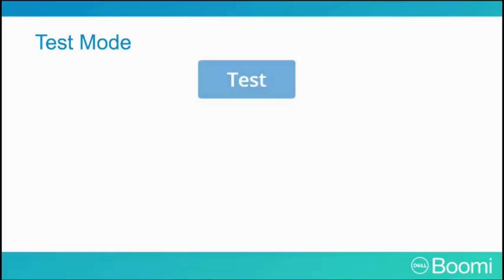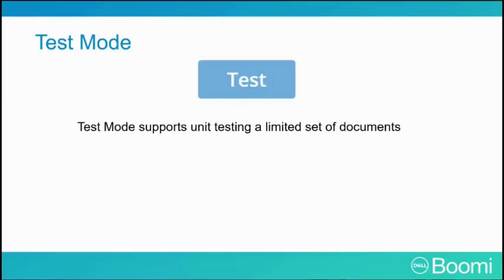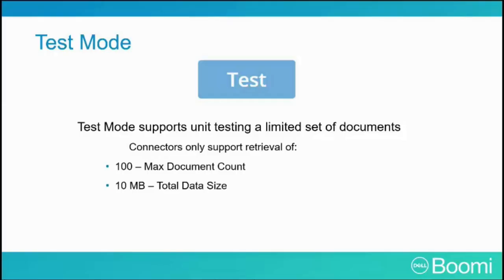In Atomsphere, you can unit test integrations in a visual, real-time view of the document flow. We call this test mode, and it is in the Build tab. To enter test mode, click on the Test button, which is located at the top right hand of the process canvas. Test mode supports unit testing of a limited set of documents. Connectors only support the retrieval of 100 maximum document count or 10 megabytes of total data size.